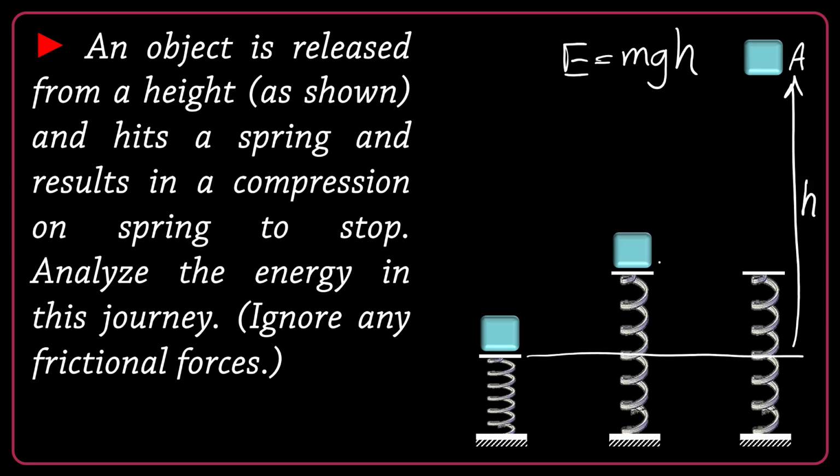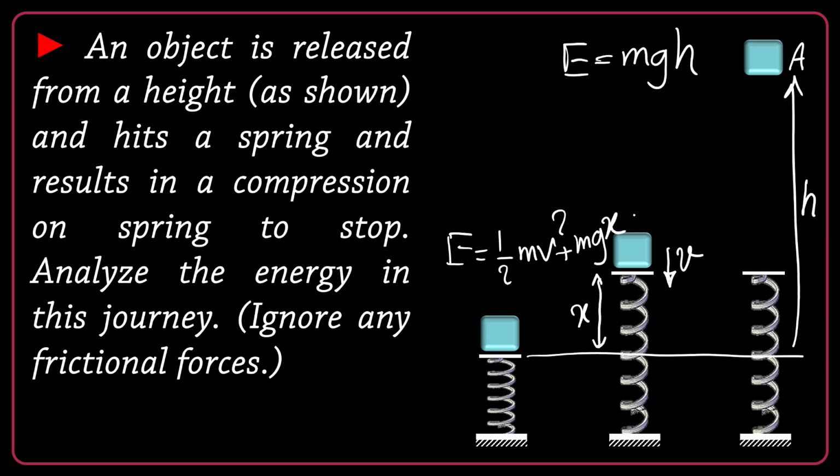When it hits the spring here, part of the energy now is in the form of kinetic energy. So it has a half of mv squared, where v is the speed of the object when it hits the spring. And part of that still is in the form of gravitational potential energy, mg times the altitude here. Let's say the altitude is x here. So mgx. Smaller than mgh, but still it's not 0.